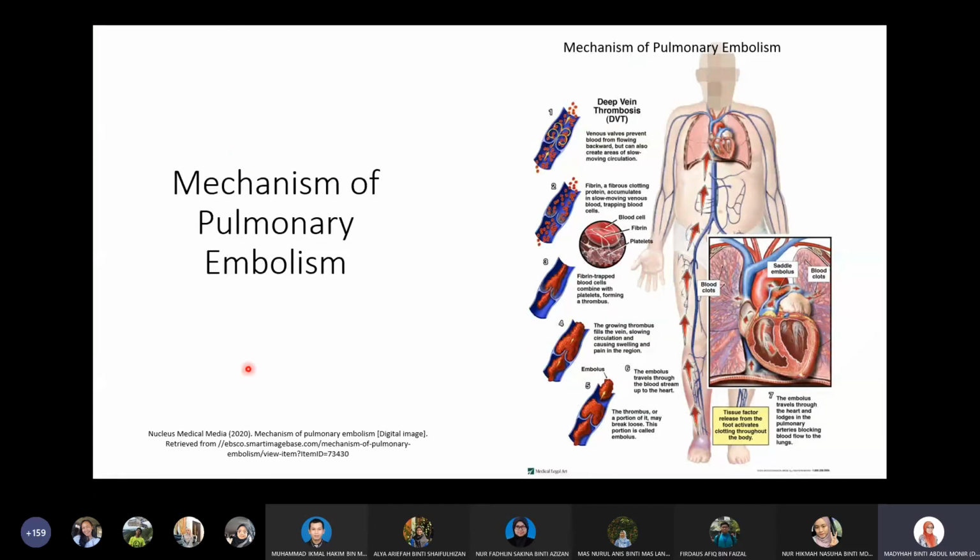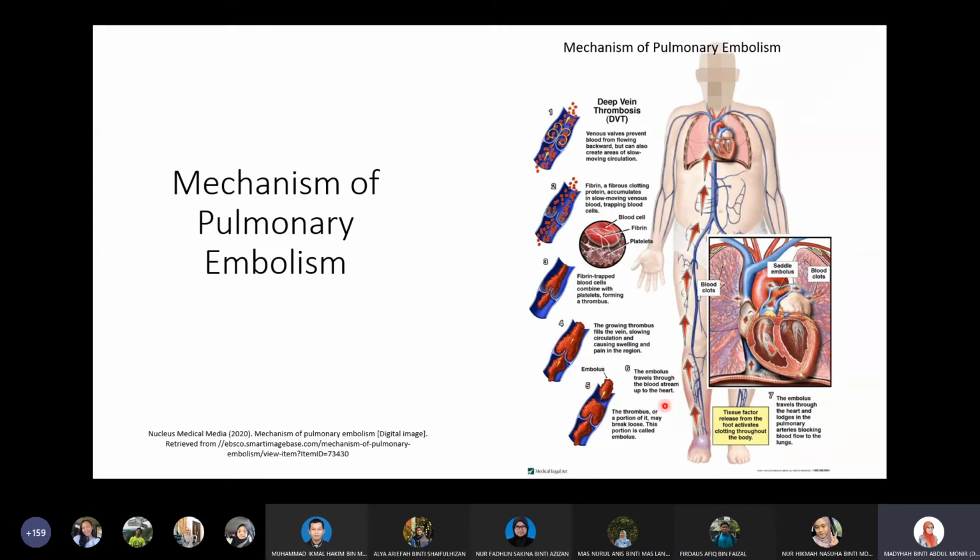So what is the mechanism of pulmonary embolism? I have already explained this. First, you must have formation of deep vein thrombosis: stasis, trapping of blood cells with fibrin and platelets, then formation of a thrombus which gets bigger. When there is a dislodged thrombus, we call it an embolus.